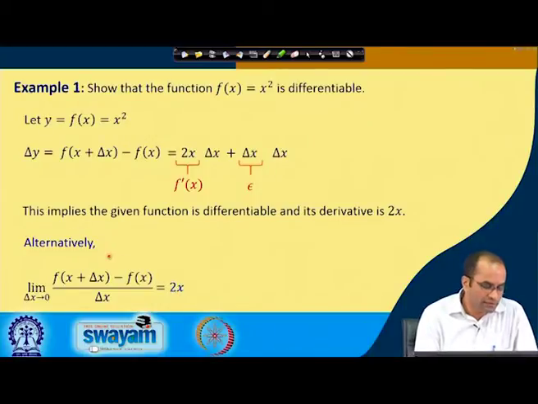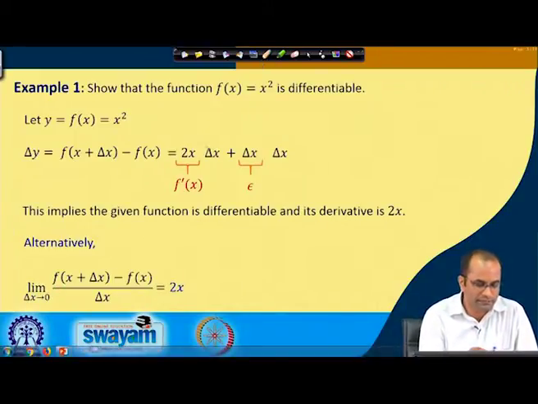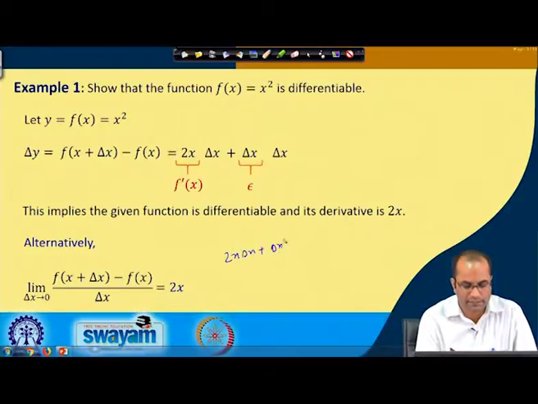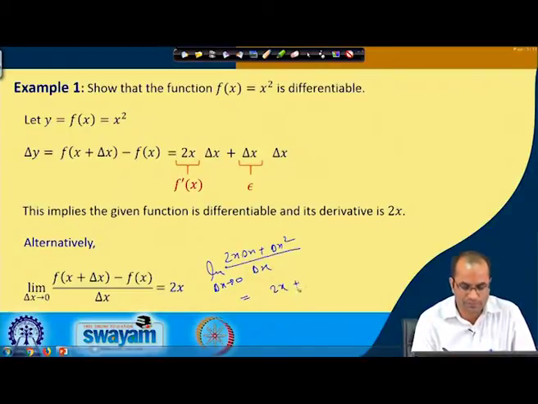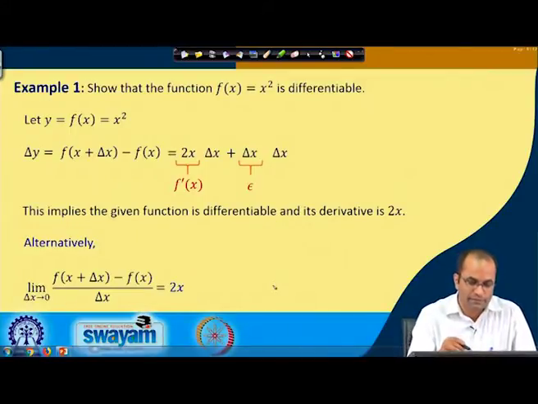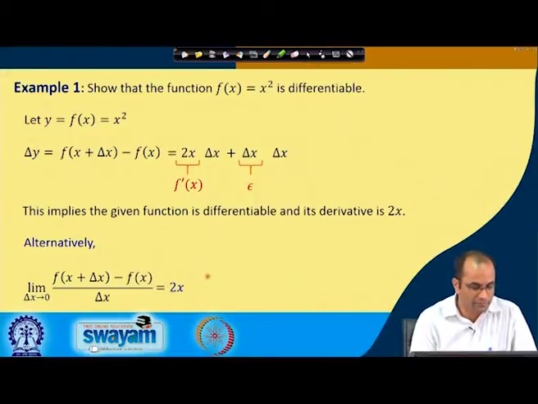Alternatively, we can show this by taking the quotient (f(x + Δx) − f(x))/Δx and the limit as Δx goes to 0. Again, f(x + Δx) − f(x) is given already there. So we have 2xΔx plus Δx² divided by Δx, and then we take the limit as Δx goes to 0. So we have this 2x term plus the Δx term, and as Δx goes to 0, this will go to 0 and we get only 2x. So this shows that this limit exists for any value of x.